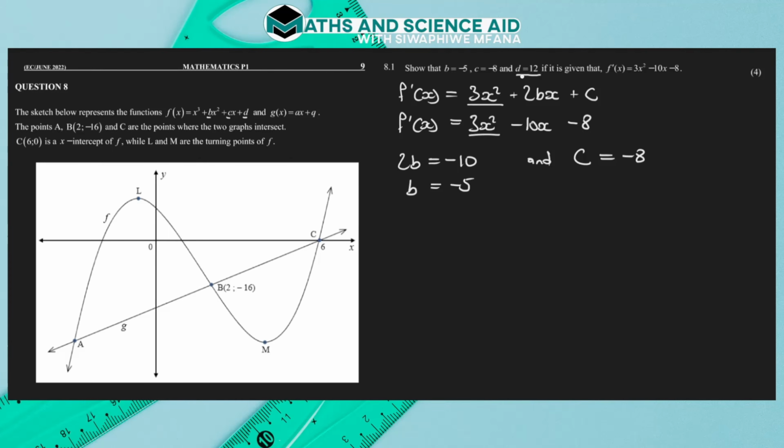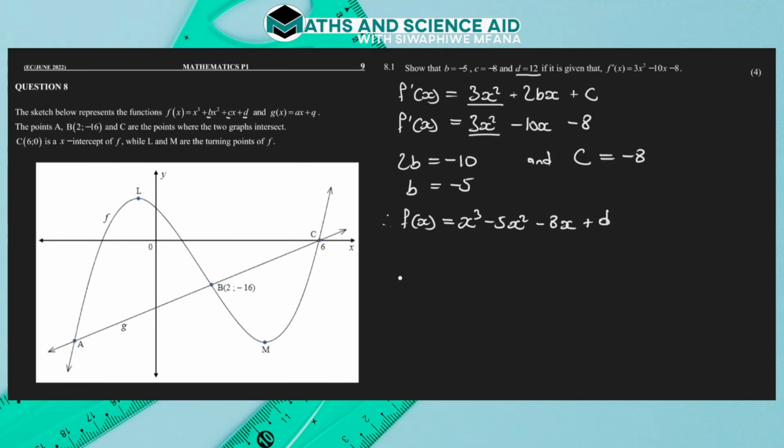And to prove the value of d, what we can do now is take the values for b and c, since we've already proven them, and substitute them into the equation of f. So by doing that, this is the equation of f that we will get. We'll have x cubed, and then in place of b we have -5, so that's -5x squared, and for c we have -8, so that will be -8x plus d. So d is the only unknown here.